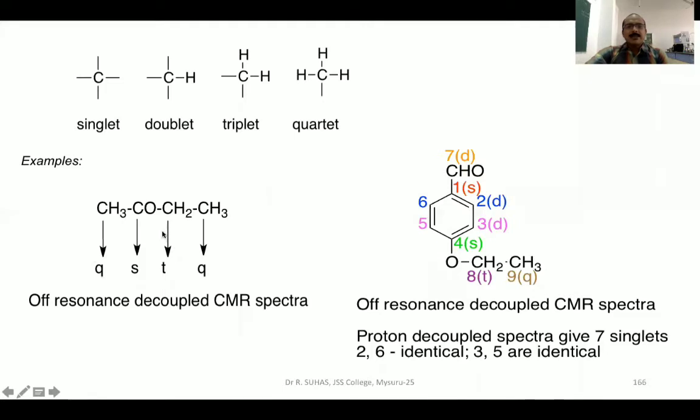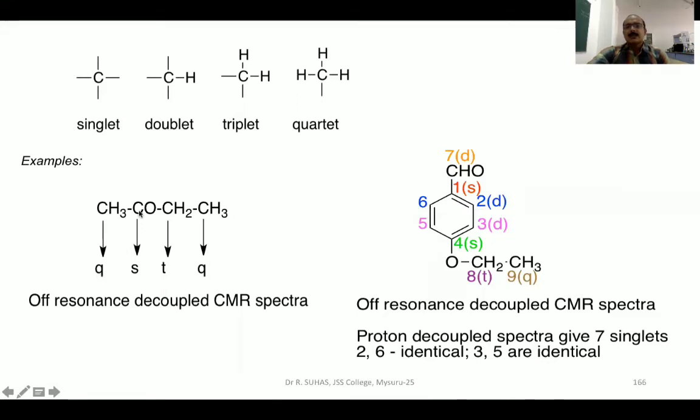Next, we will take some examples to see how off-resonance decoupling will be observed. This is a ketone, ethyl-methyl ketone. We will see the off-resonance decoupled spectra, how we are going to get this. This is CH3, so that means this carbon has got 3 directly bonded hydrogens. So 3 plus 1 is 4. As a result, we are going to get a quartet.